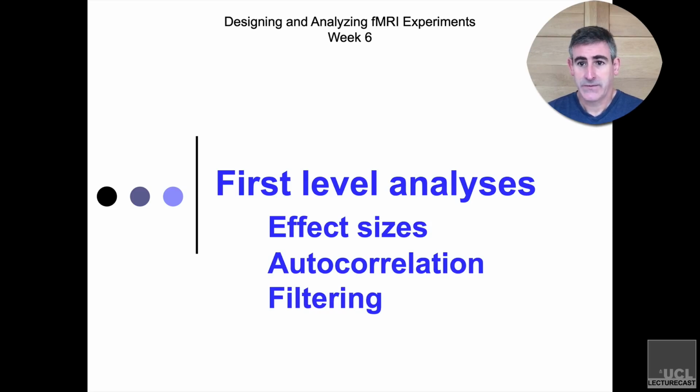Okay, so in this third and final video, I want to talk a little bit about some of the associated things that come up with the general linear model, including what effect sizes mean and how they relate to parameters. I want to introduce this issue of temporal autocorrelation, what it is and what we do to deal with it, and also talk a little bit about other ways of reducing the noise that are going to be useful in improving our signal to noise ratio.